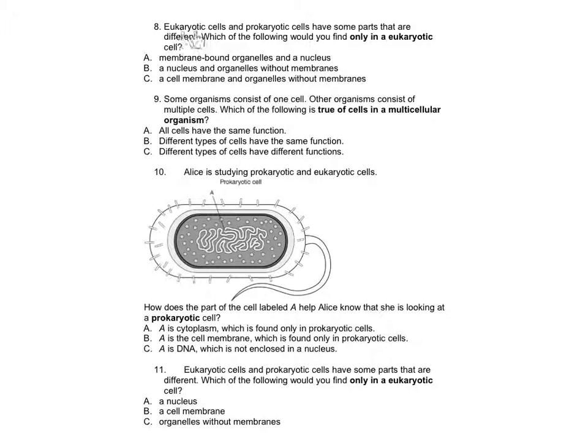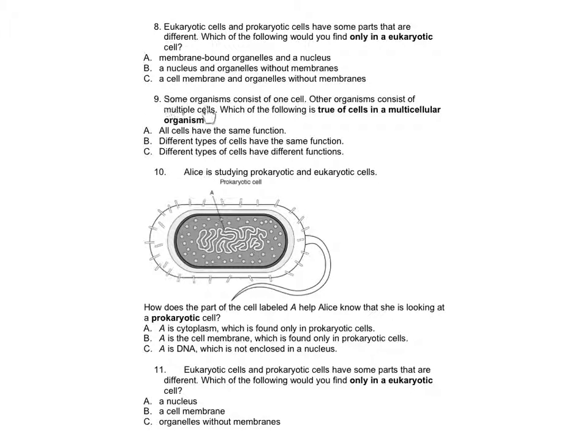Number 8, eukaryotic cells and prokaryotic cells have some parts that are different. Which of the following would you find only in a eukaryotic cell? A, membrane-bound organelles and a nucleus. B, a nucleus and organelles without membranes. C, a cell membrane and organelles without membranes.